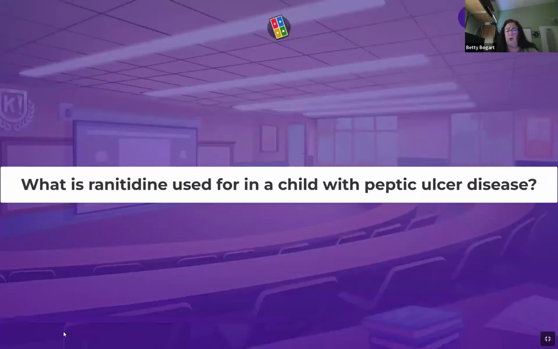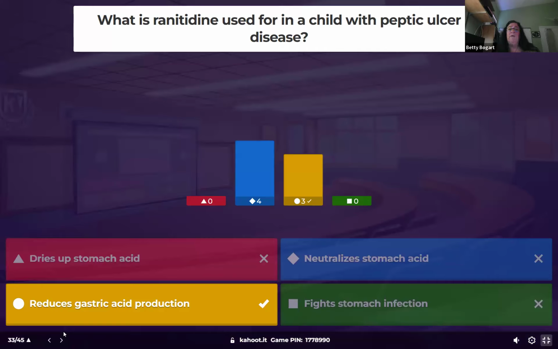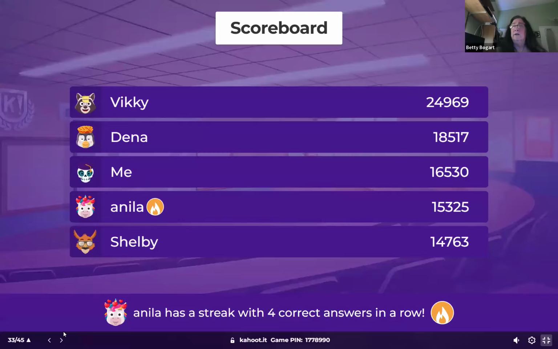What is ranitidine used for with a child with peptic ulcer disease? Or famotidine? What do we treat peptic ulcer disease for? And when we're giving this, it's for gastric acid production. We want to reduce it so that we're not having all the burning and then, of course, eating the lining of the stomach. So it reduces gastric acid.